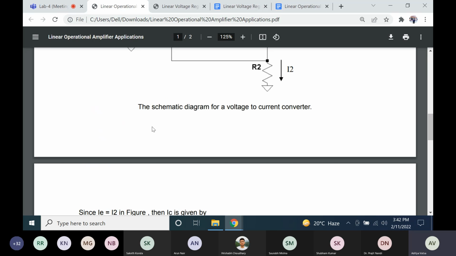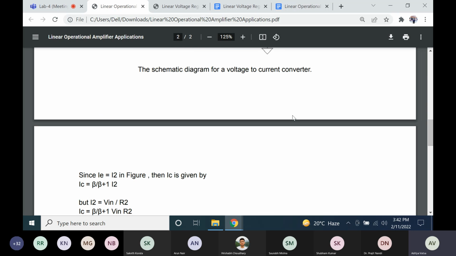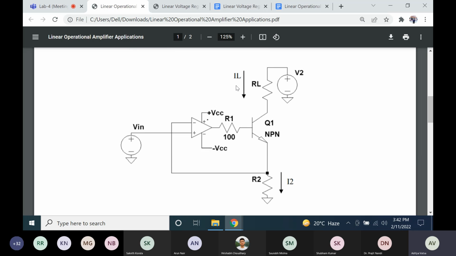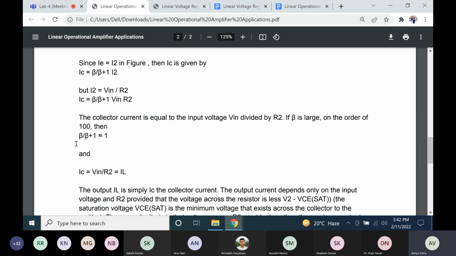So we know that our IE is I2. IE is the emitter current, which is I2, since no current is flowing through this path. Now beta by beta plus 1 is nearly equal to 1, because the values of beta are usually large, and hence we have IC is equal to V in by R2, meaning the load current, and the load current is the collector current. So we are assuming it equal to the emitter current, which is a normal approximation in practice, it usually happens in the lab also. So IC is equal to IL.